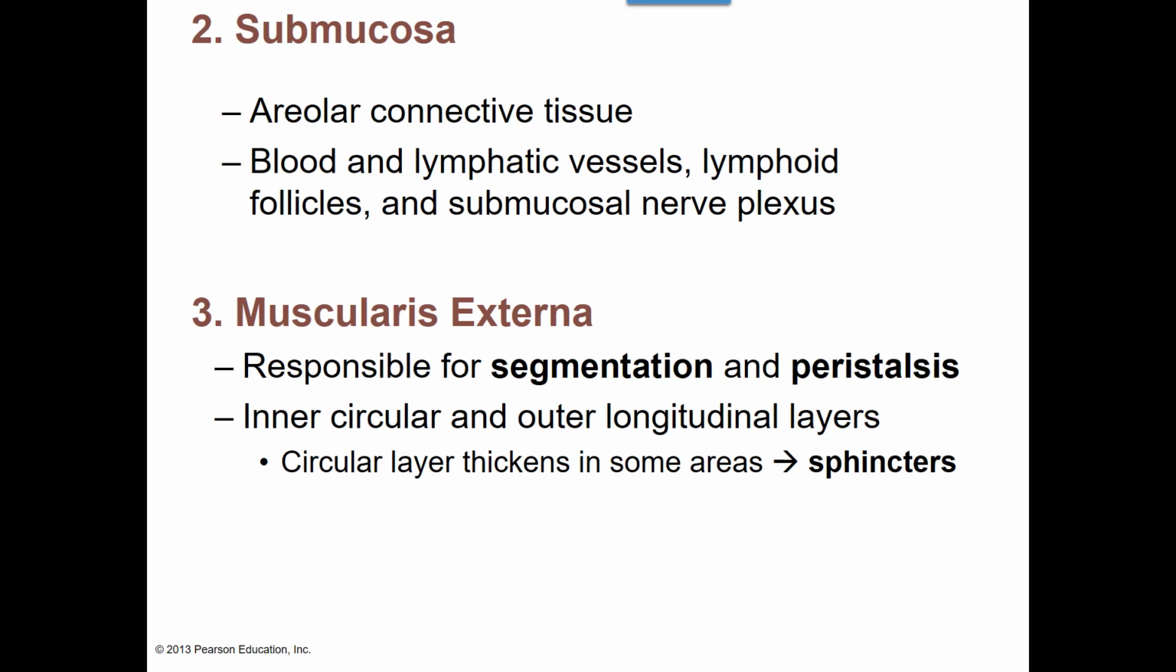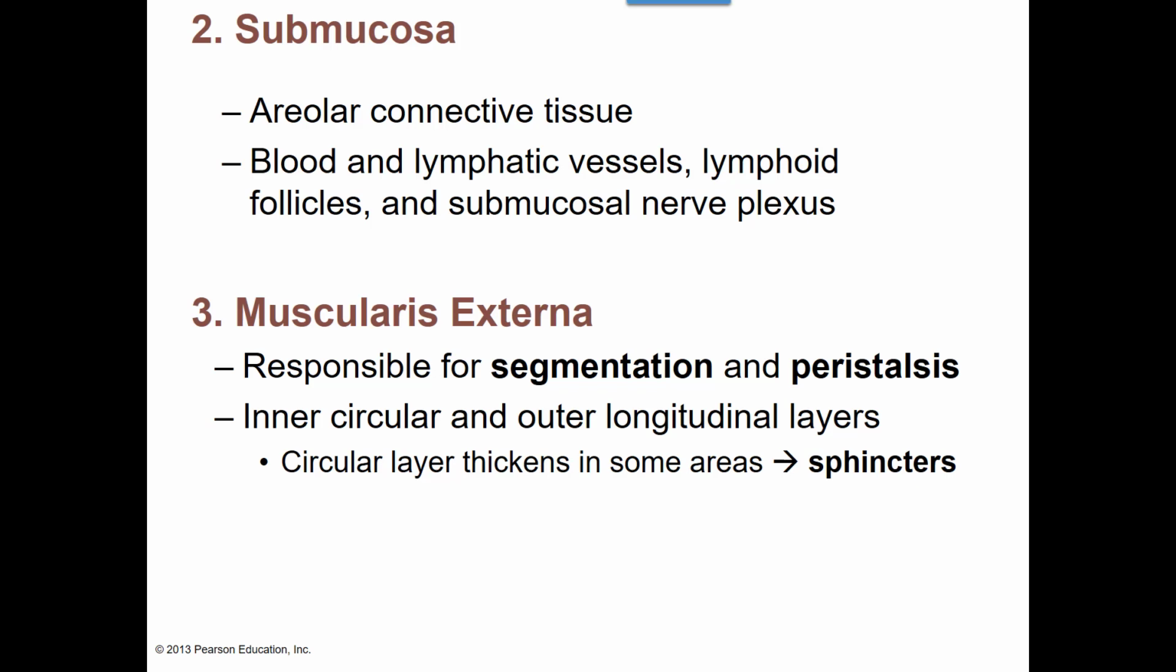Now, most areas in the digestive tract have 2 layers of the muscularis externa. There's an inner circular layer and an outer longitudinal layer. There is one area in our digestive tract where there are 3 layers, but most just have the 2, the inner circular and outer longitudinal, and it's all made of smooth muscle.